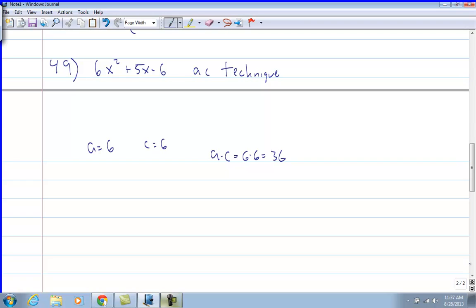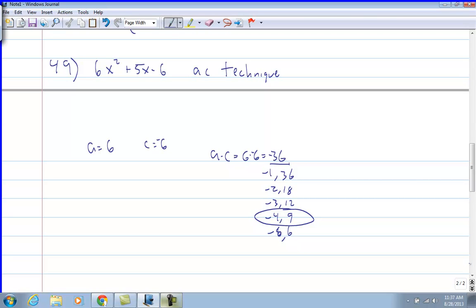So we're going to look for factors of 36 that add to be 5. And, oh, sorry, that's a negative 6, so this is a negative 36. So factors of negative 36 that add to be 5. And you can go through and start listing them like, okay, it could be negative 1 and 36, negative 2 and 18, negative 3 and 12, negative 4 and 9, negative 6 and 6. And right there, that's the pair. Negative 4 plus 9 is positive 5.